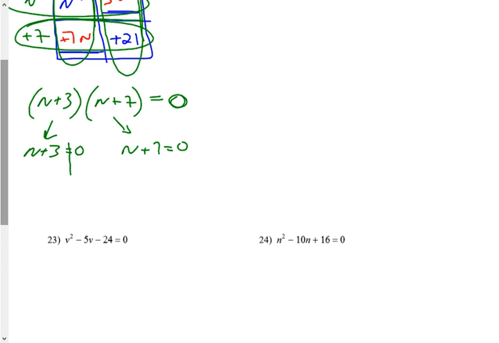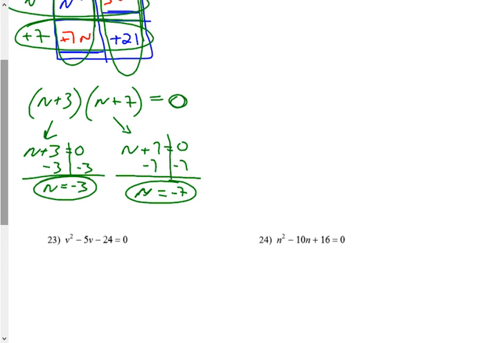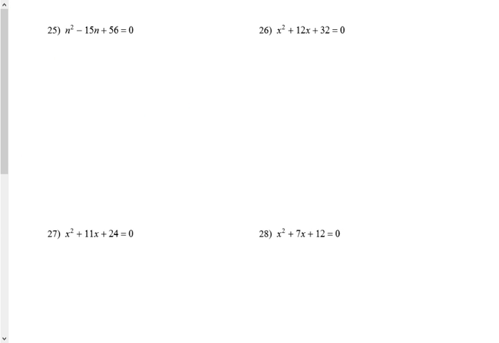So this little mini equation, subtract 3 from both sides. So n is equal to negative 3. And this mini equation, subtract 7 from both sides. n equals negative 7. And there are our solutions. So you can see that our factors are directly related to our solutions. It's just we have to factor first. This does not change. So again, we're really doing the same thing each time. It's just a matter of kind of repeating ourselves and getting used to it.